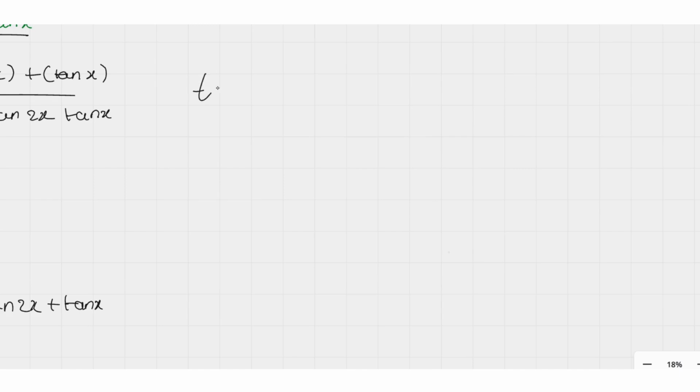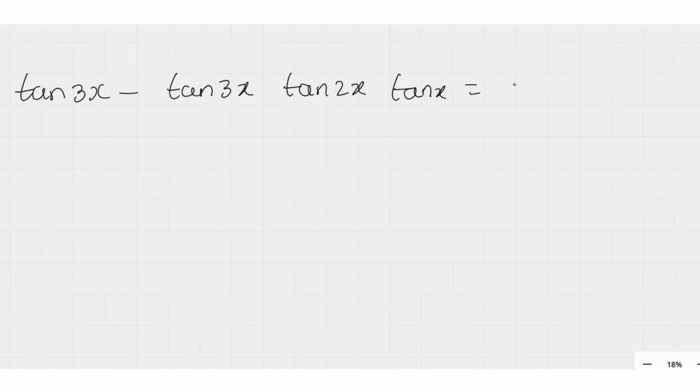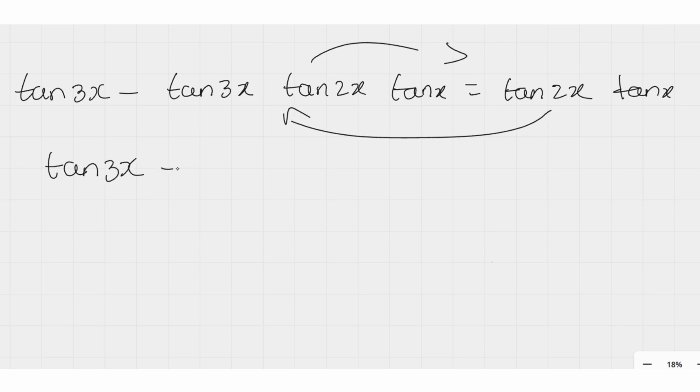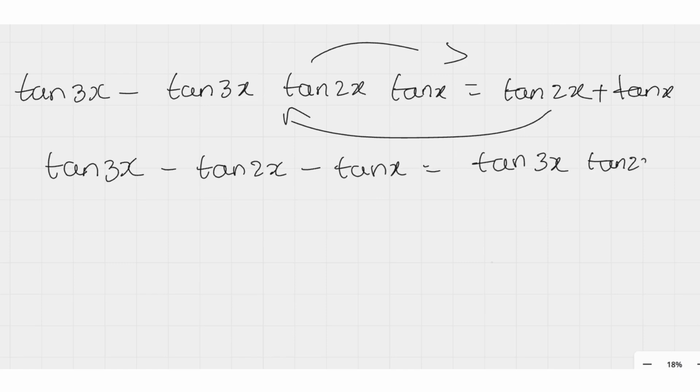Okay, now let me expand, which is tan 3x minus tan 3x tan 2x tan x. Okay, got it. Everything in a multiple form. So let me write the remaining tan 2x plus tan x. Now rearrange everything to write it as an identity, as the RHS. So send the tan 2x plus tan x to the left. You're left with tan 3x minus tan 2x minus tan x as tan 3x tan 2x tan x.